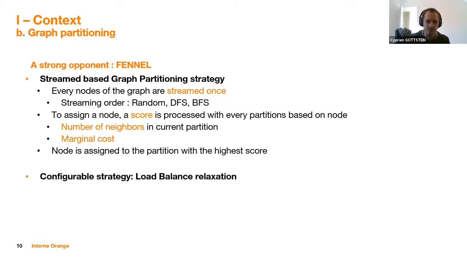FENNEL is very powerful, and it is also configurable, as you may relax the load balance constraint to have optimized edge cuts. The load balance constraint is very important because if you don't have any, the best solution to graph partitioning is actually to put every node into a single partition, and you didn't really answer the question here. So you have to preserve a kind of balance.